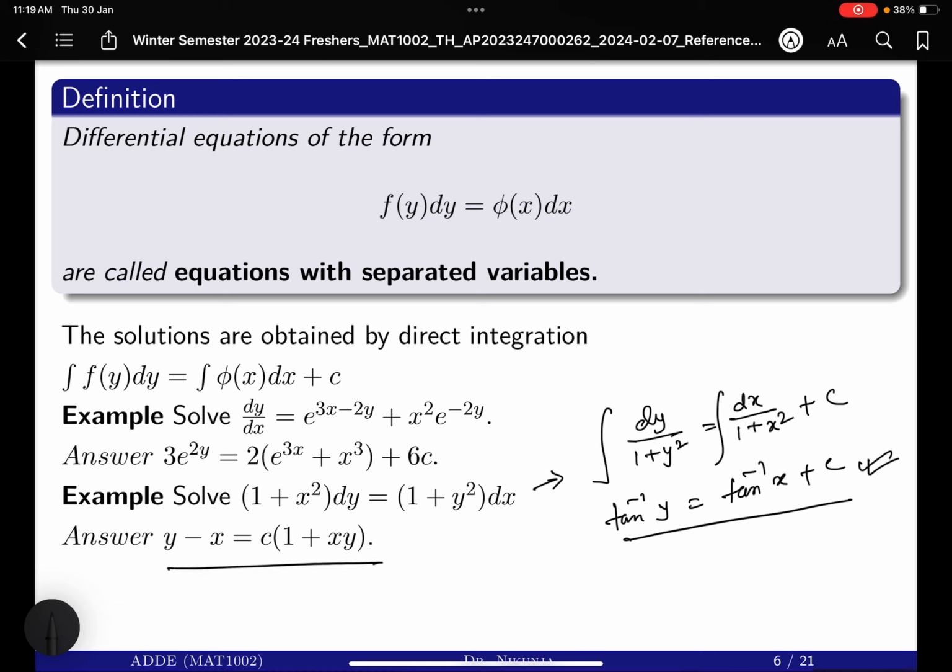Otherwise, if you want a simplified form, then tan inverse y minus tan inverse x equals c. Now here you can apply the formula for tan inverse a minus tan inverse b.